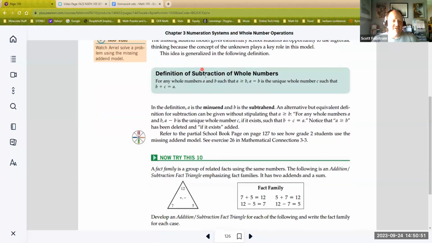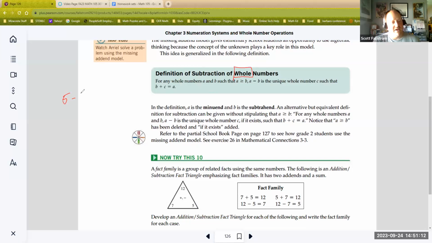All right, so here's a definition of subtraction, and I want you to understand. For any whole numbers A and B, so we have what conditions? We're dealing with whole numbers right now. And notice we are saying specifically that A has to be greater than or equal to B. Now, that is not true in all cases. The definition of subtraction can be expanded. Right now, though, we're dealing with whole numbers.